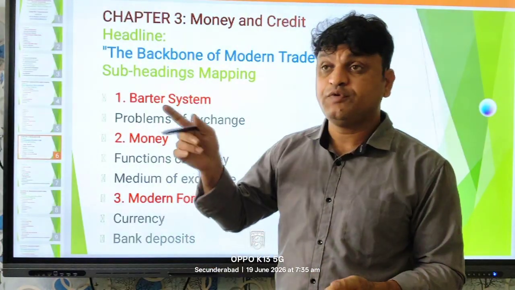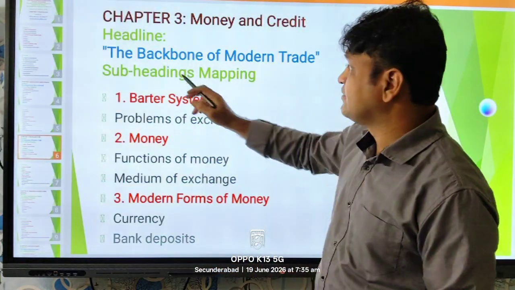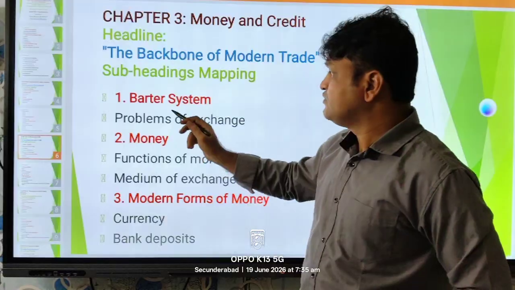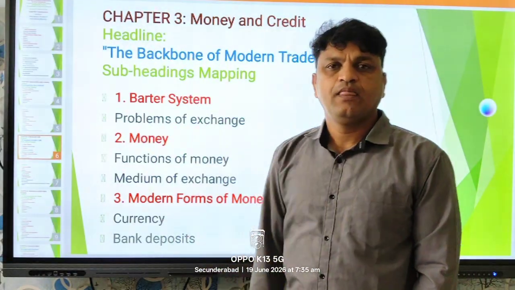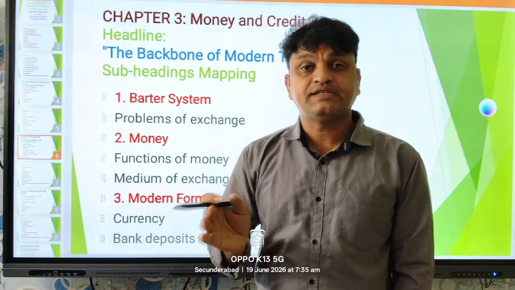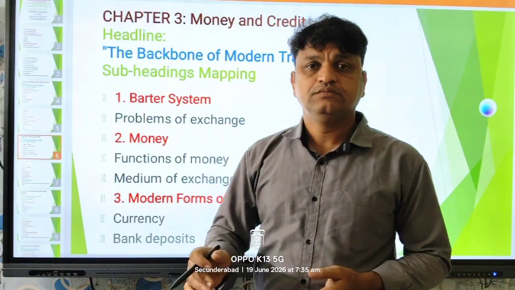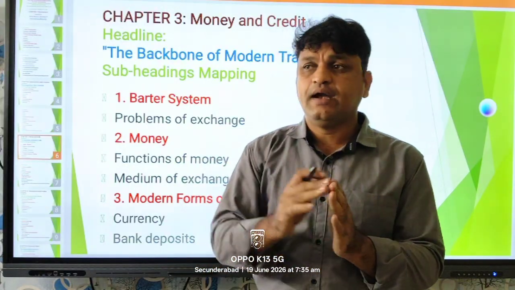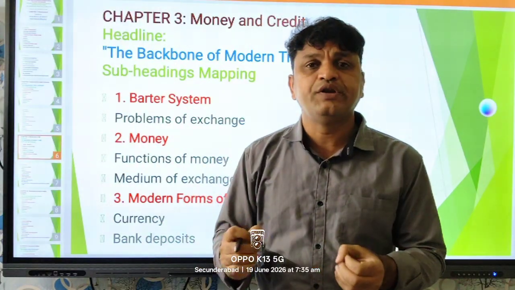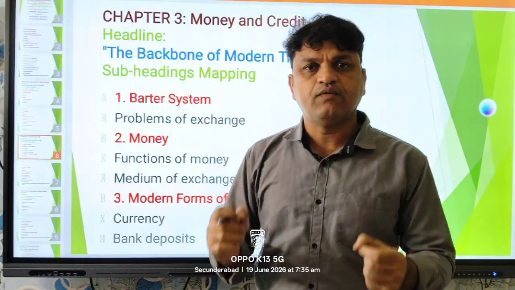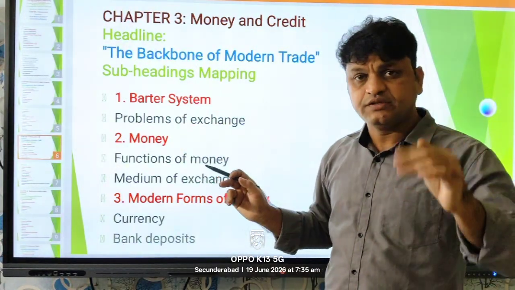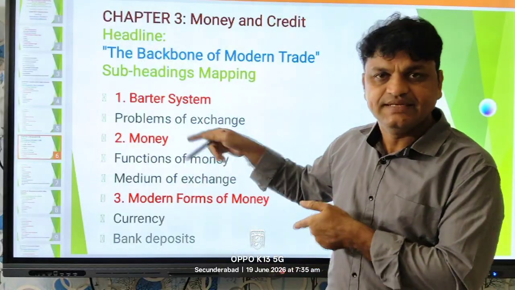And in earlier days, we had the barter system. I will tell you what the barter system is. So money is the backbone of modern trade today. Modern trade means business. And if you look at the subheadings, we have the barter system. In ancient days or medieval days, there was no money actually. So people were exchanging goods hand in hand. Suppose you want rice and another person wants wheat. So you are exchanging. That is called double coincidence of wants. What is that? Double coincidence of wants. That's called the barter system. So there is a problem of exchange. I will tell you everything in the main chapter. This is just mapping what is there inside the chapter.